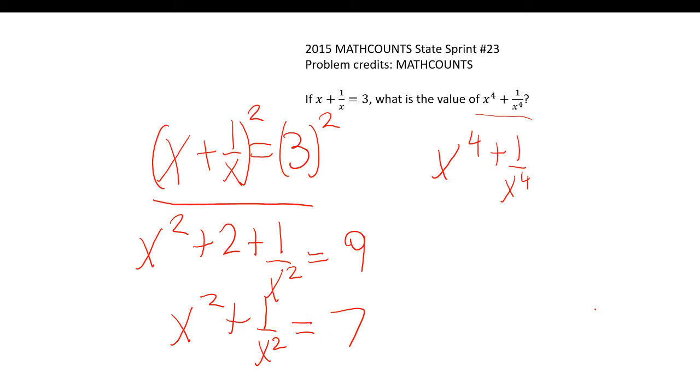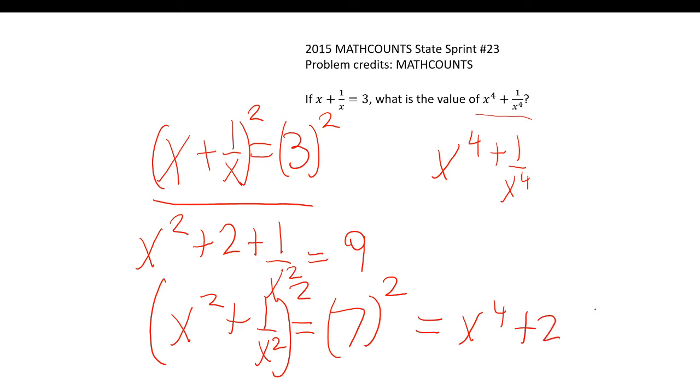Now to get an x to the 4th, we just square this again. Right? Square both sides of the equation again. Square the first term, get an x to the 4th. And then we have the product of the terms, x squared over x squared, still 1. 1 times 2 is 2. We have a plus 2. And then over here we have 1 squared. That's just 1. 1 remains constant. And over here we have x to the 4th power equals 7 squared, which is 49.